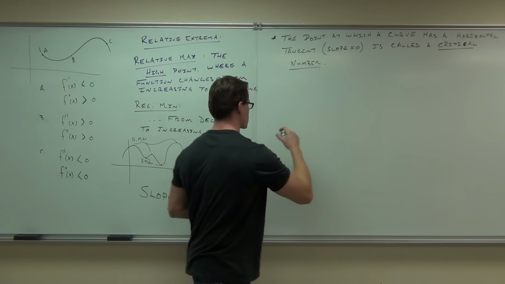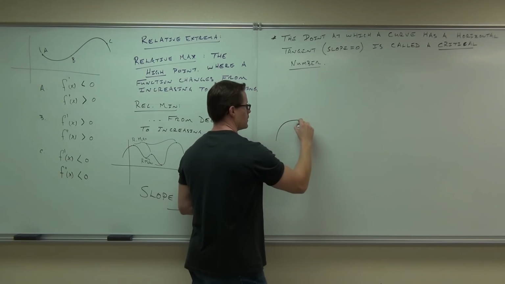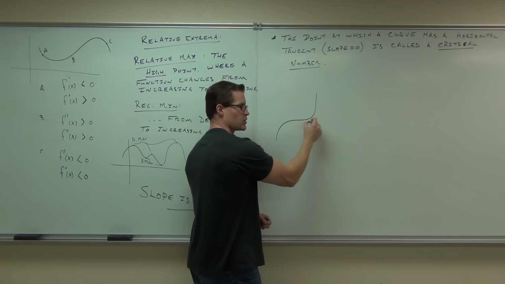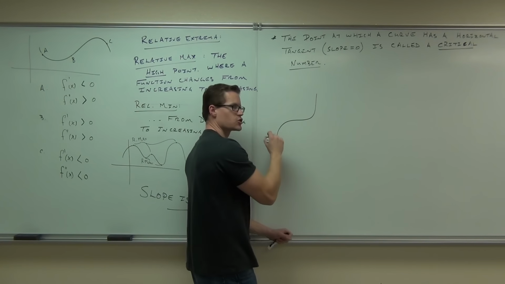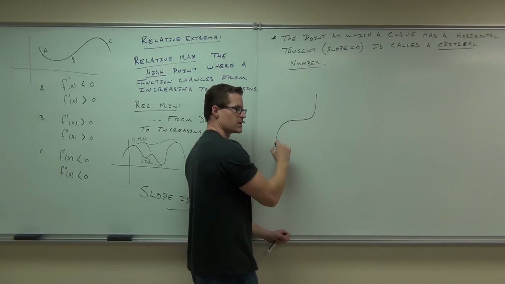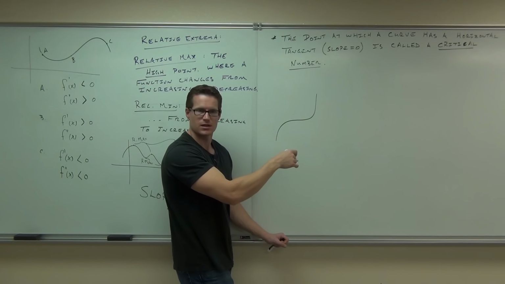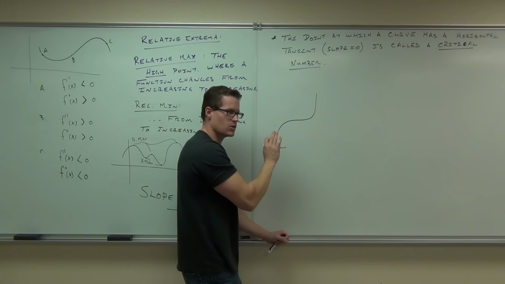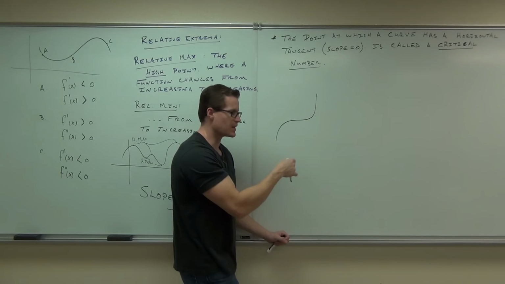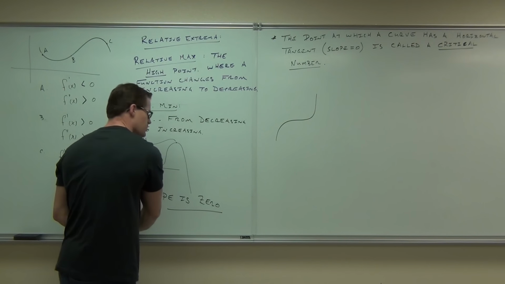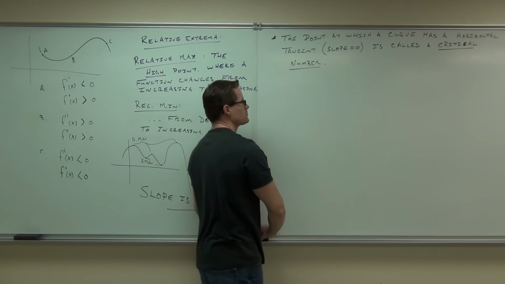So, for instance, this curve. Do you have a point where the slope is 0? Yeah. But this is not changing from increasing to decreasing. It goes from increasing to nothing to increasing again. Just a different concavity. Do you see it? So that could give you a relative maximum, but it doesn't have to. That's the idea of a critical number. It's just a place where your slope is 0.